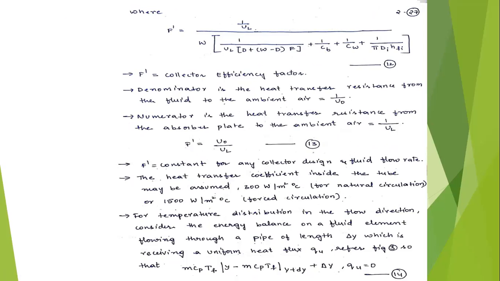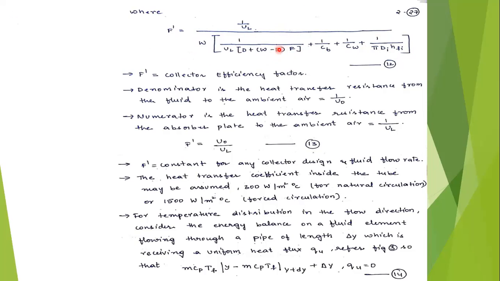F dash is equal to 1 by UL divided by W into [1 by UL (D plus (W minus D) F) plus 1 by Cb plus 1 by (pi Di hfi)]. Here F dash is called the collector efficiency factor. So in this, the denominator is the heat transfer resistance from the fluid to the ambient air. This is 1 by U naught. So the denominator can be defined as 1 by U naught.